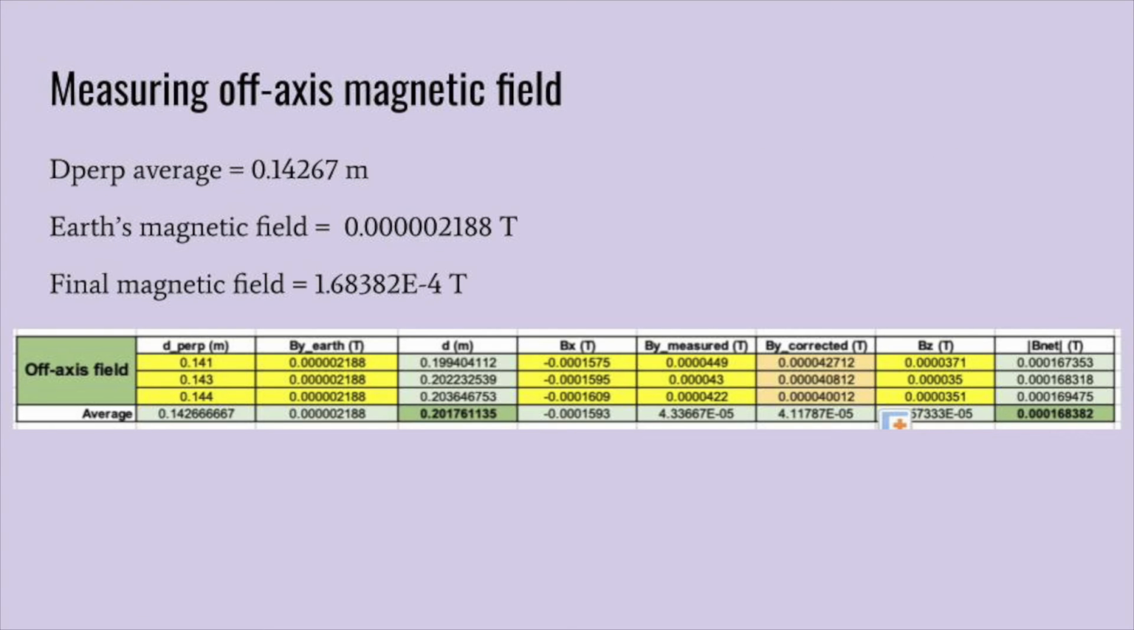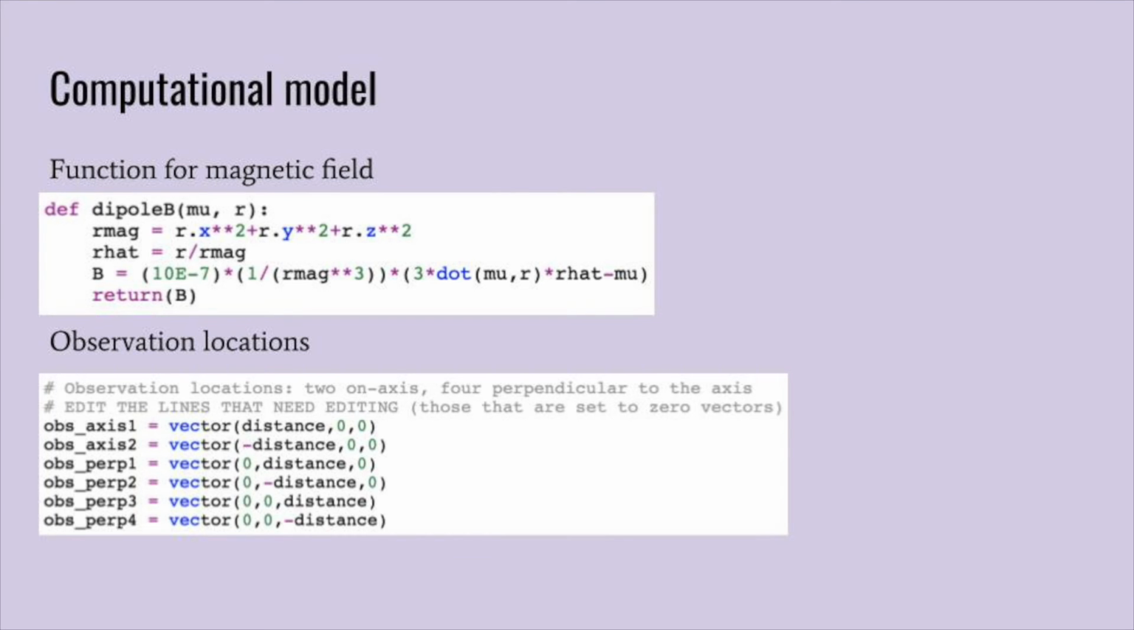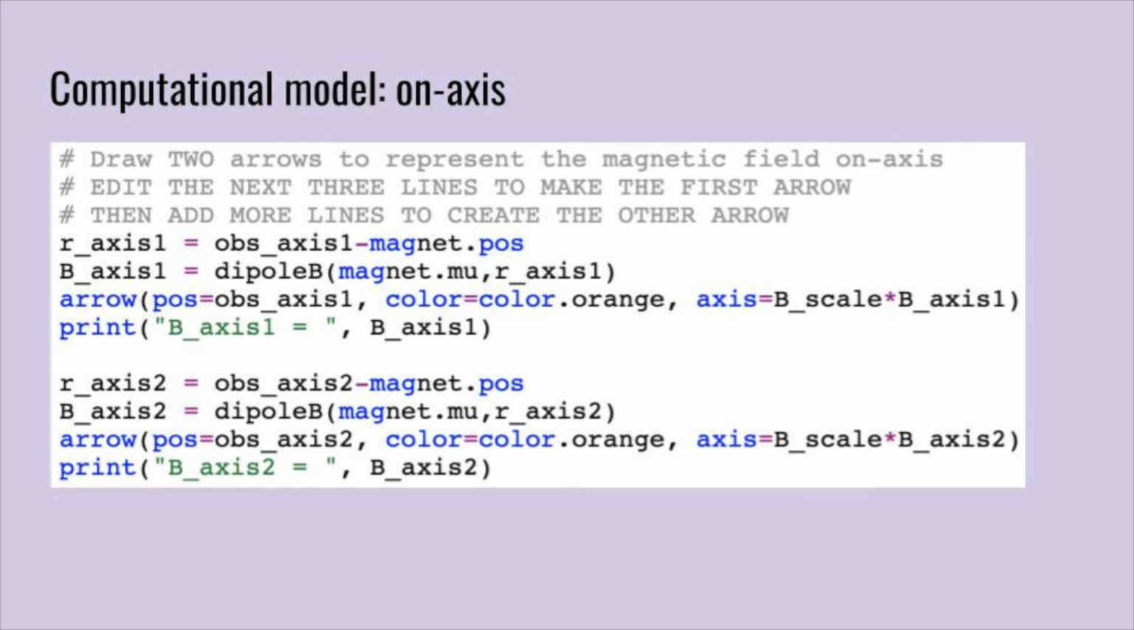Next, using Excel, we entered in d perp measurements from 3 trials and calculated the average total distance d. Components for the magnetic field at these distances were entered, and Earth's magnetic field was subtracted from the y component in order to calculate the corrected y value. Next, I was able to create a representation of the magnetic field of the dipole using code.